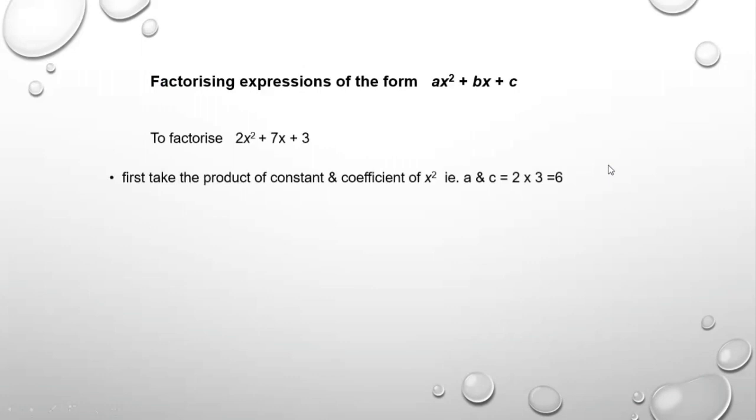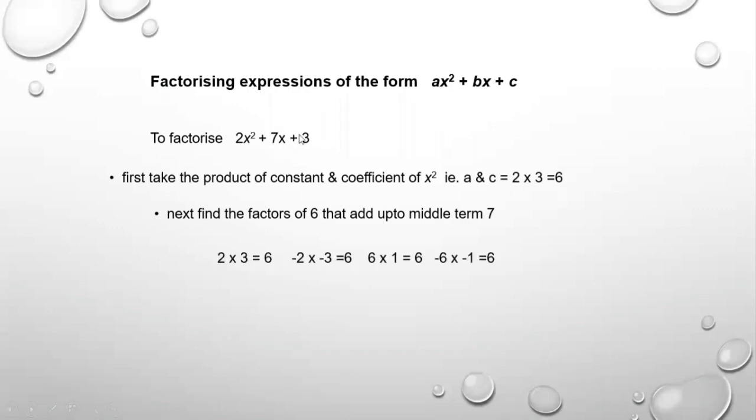And then in the same way, we start finding the factors of 6 such that the middle term you are getting as 7. So the factors of 6, you can get 2 into 3 as 6, minus 2 into minus 3, you get 6, 6 into 1, you get 6, minus 6 into minus 1, you get 6. Out of these, you have to choose which one will add up to 7. So which one will be adding up to 7, tell me? So 6 plus 1, you get 7. So this one will be adding up to 7.